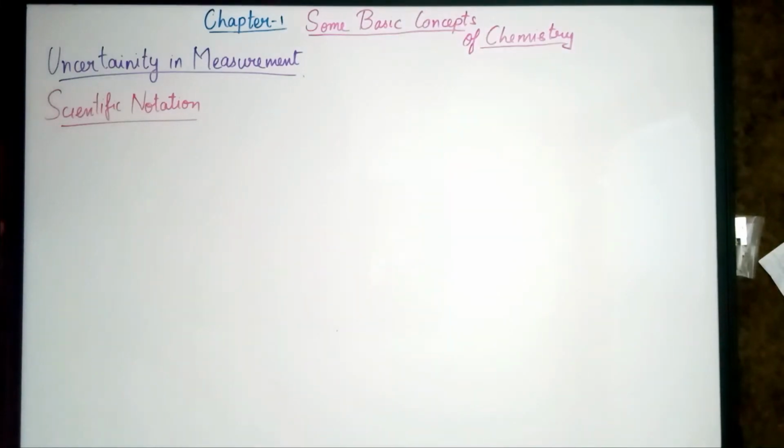In the previous topic, we learned about why there is an uncertainty in measurement and about accuracy and precision. If you've not looked, do check it out. In this video, we are going to be learning about scientific notation.